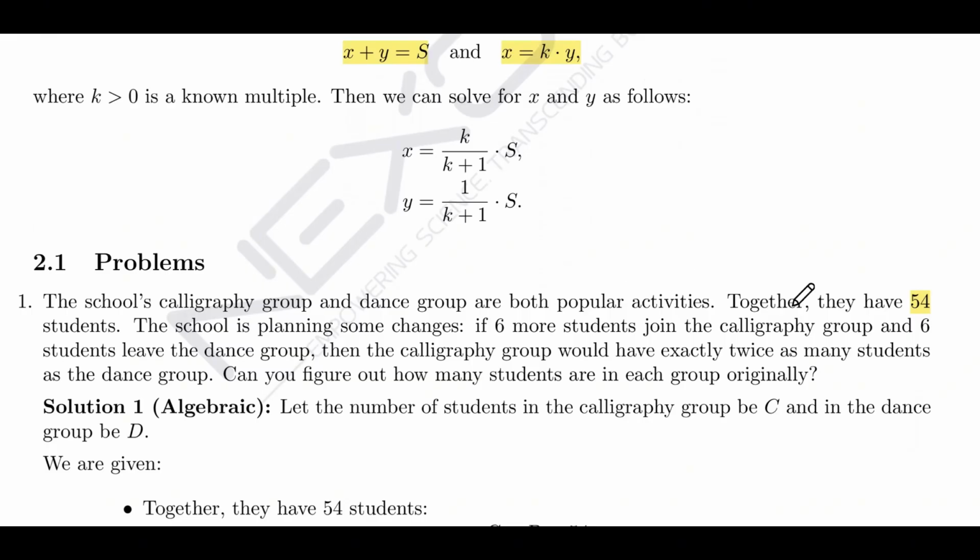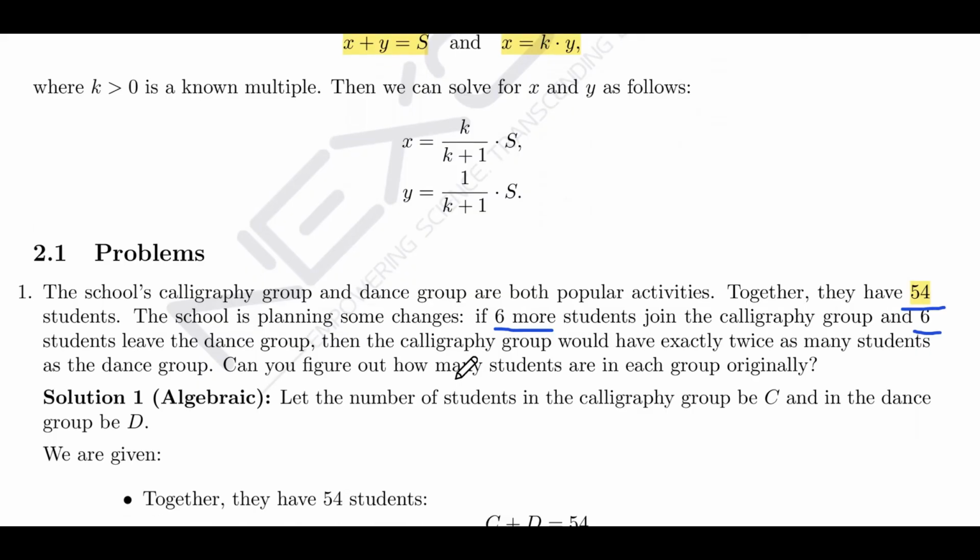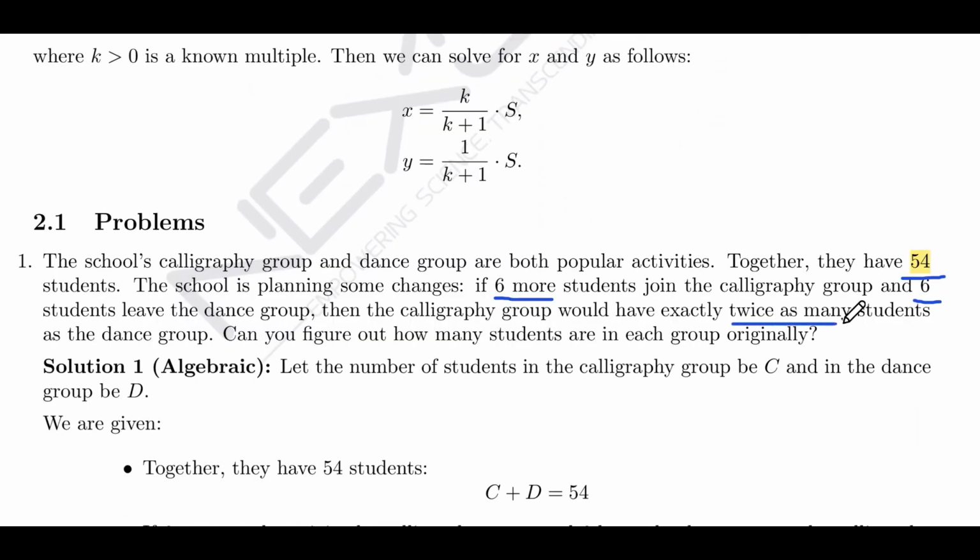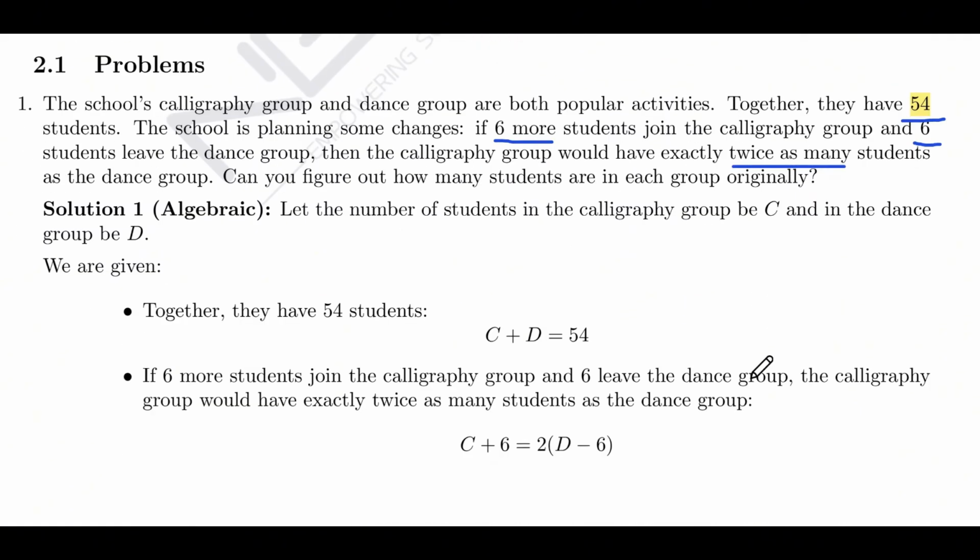We know that together, these two groups have a total of 54 students. Now, here is the twist. We are told that if 6 more students were to join the calligraphy group, and 6 students were to leave the dance group, then the calligraphy group would be exactly twice the size of the dance group. Our goal is to figure out the original number of students in each group.